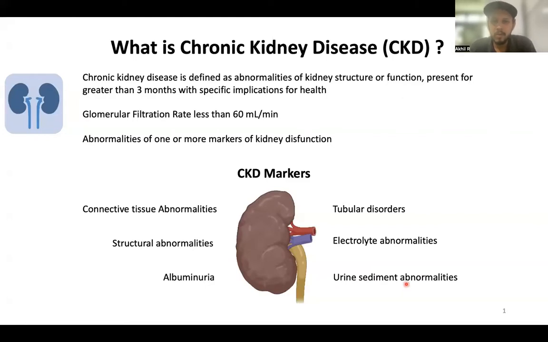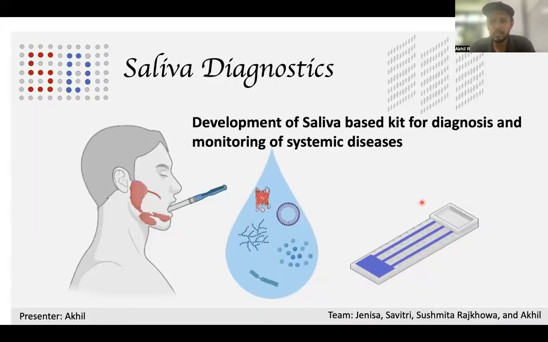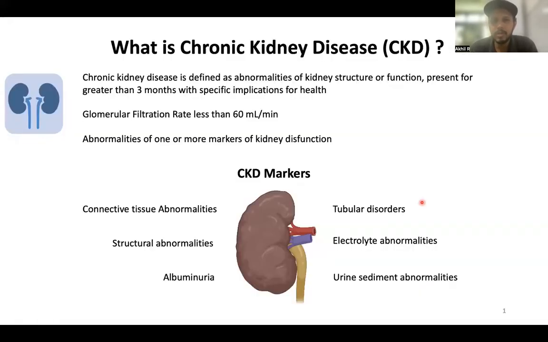So we focus on two diseases which are correlated, one overlapping the other, and which are well established as correlated to each other. One is chronic kidney disease and the other is cardiovascular disease. We took it as a brainstorming session and then thought of narrowing it down, and we narrowed it down to two diseases, that is chronic kidney disease and cardiovascular disease. So let's start talking about chronic kidney disease.